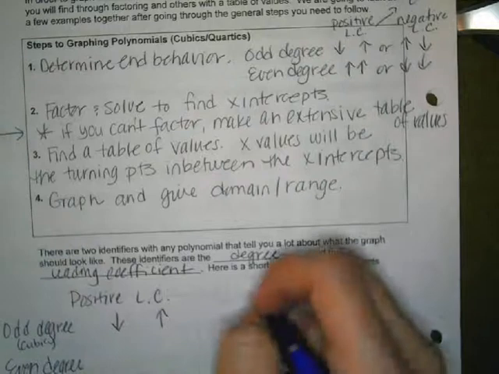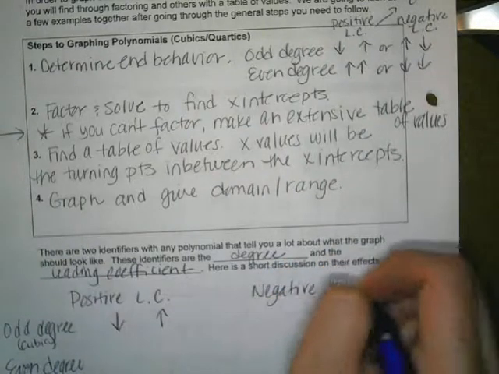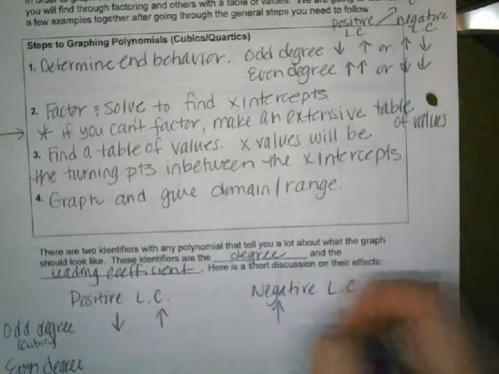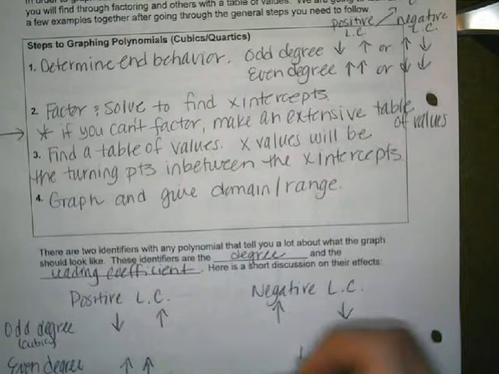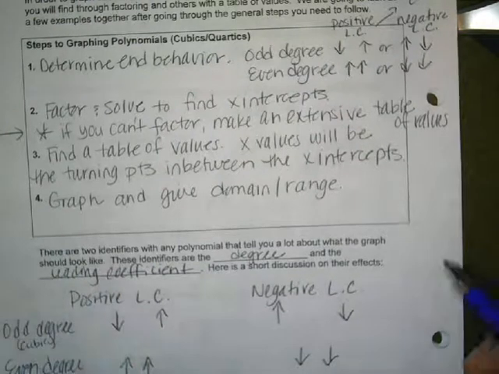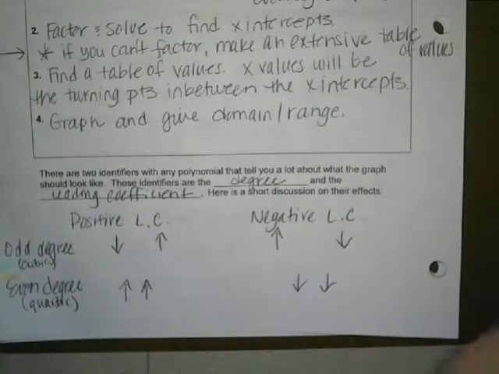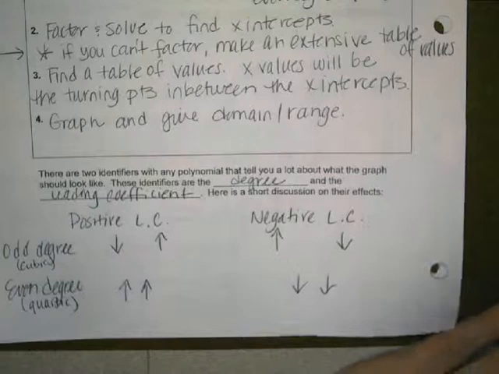If you have a negative leading coefficient, it does the opposite. And then with an even degree, they both go up or they both go down. So when we actually start graphing, you'll see me draw in some arrows at the very beginning so that we know what my graph should look like at the end, or at least what direction you should be headed in.